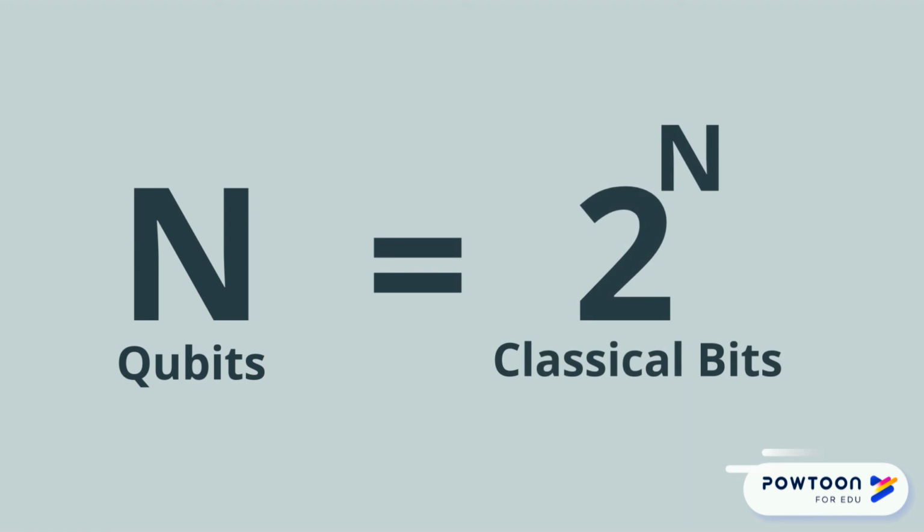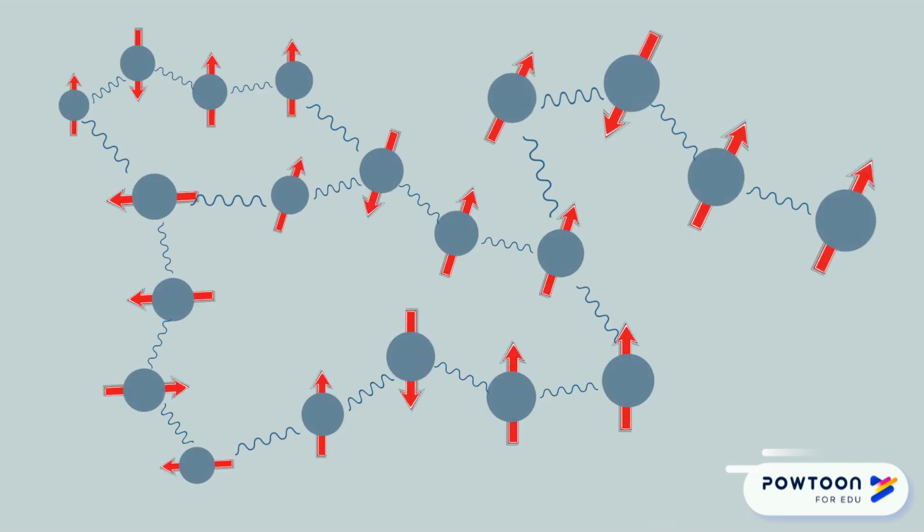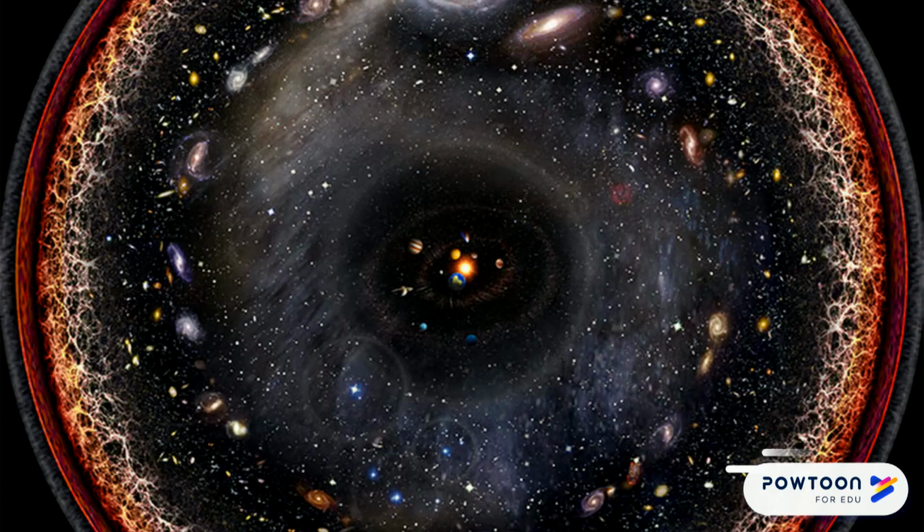In general, n entangled qubits corresponds to 2 to the power of n classical bits. To put this into perspective, a fully entangled 275 qubit quantum computer would correspond to as many classical bits as there are atoms in the observable universe.